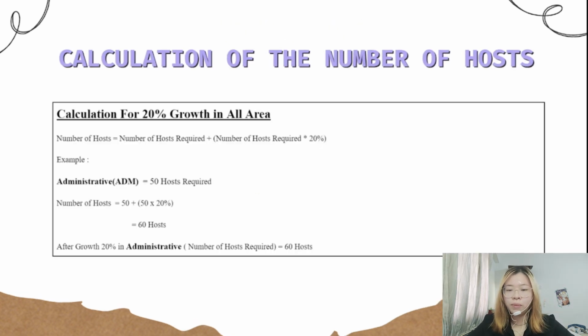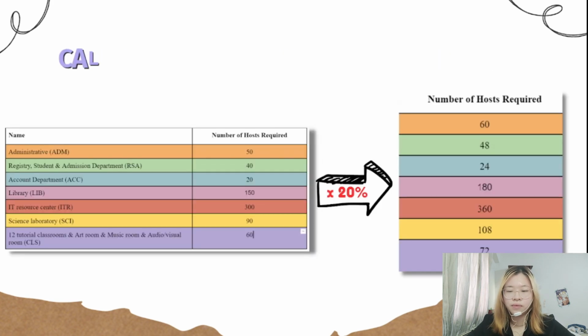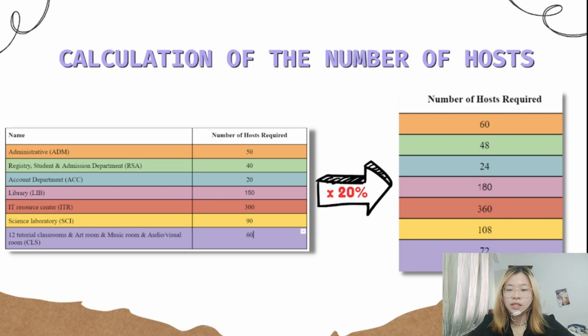For the next one, I will talk about the calculations of the number of hosts. We need to calculate for 20% growth in all areas. The formula is: number of hosts equals number of hosts required plus number of hosts required times 20%. For example, the administrative department requires 50 hosts, so the number of hosts is 50 plus 50 times 20%, which equals 60 hosts. So after 20% growth, administrative is 60 hosts. This table shows the result after 20% growth for all areas.